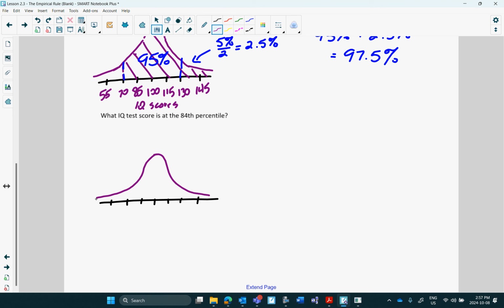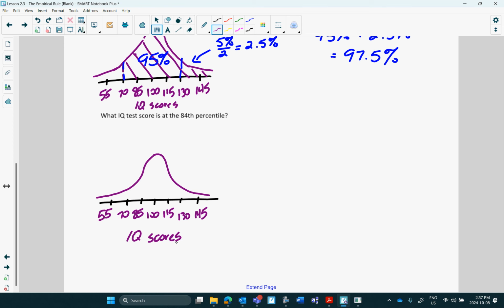So 100, 115, 130, 145, and then on the left side of the mean, 85, 70, 55. Those are our IQ scores.